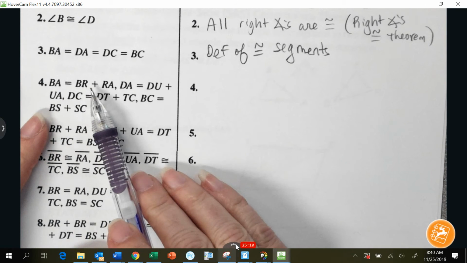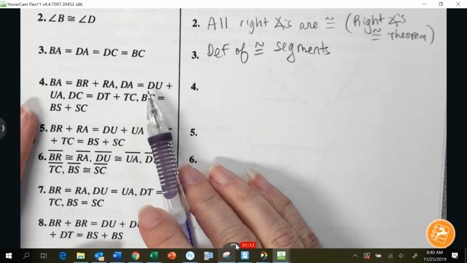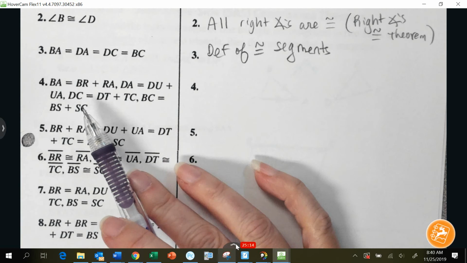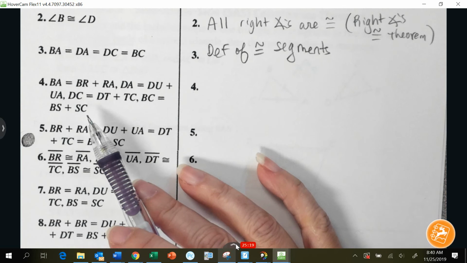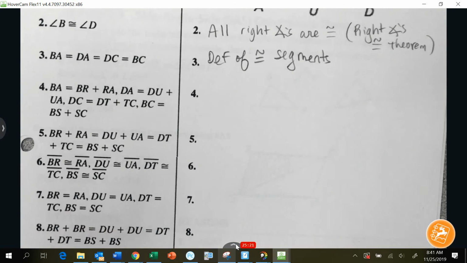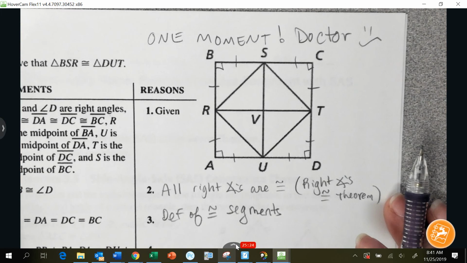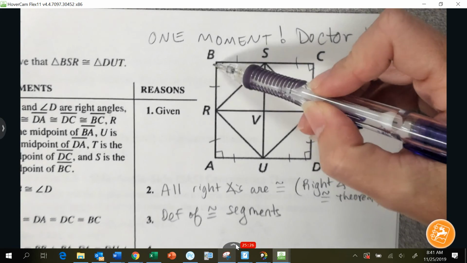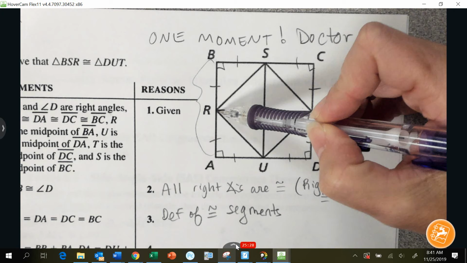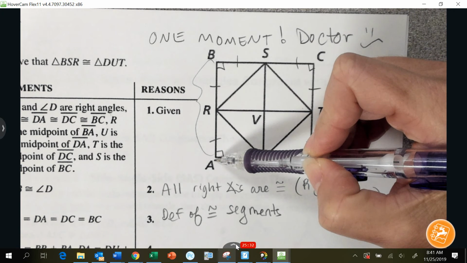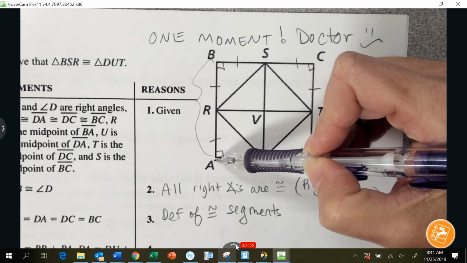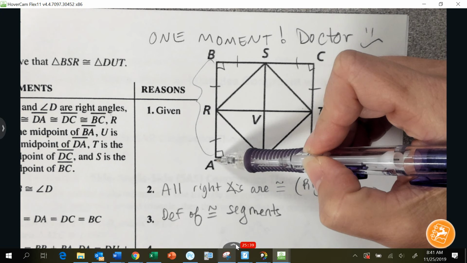BA equals BR plus RA. DA equals DU plus UA. DC equals DT plus TC. BC equals BS plus SC. Gosh, I can't read it. What are they talking about here? Let's just look at the first one. BA equals BR plus RA. John, you remember what it is? Midpoint, it's called, definition of midpoint.